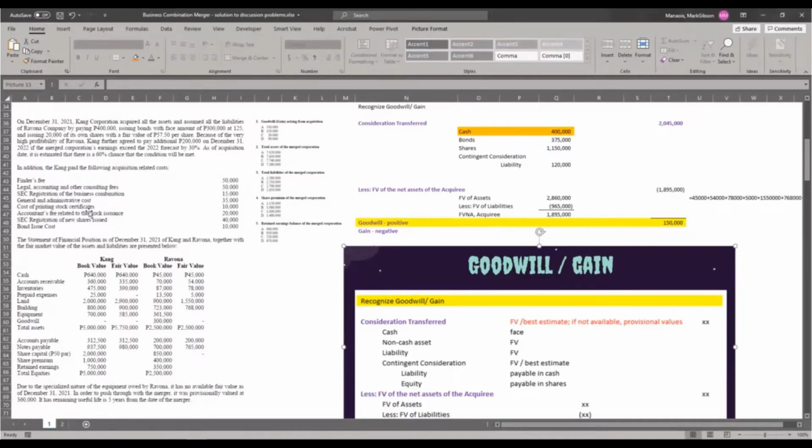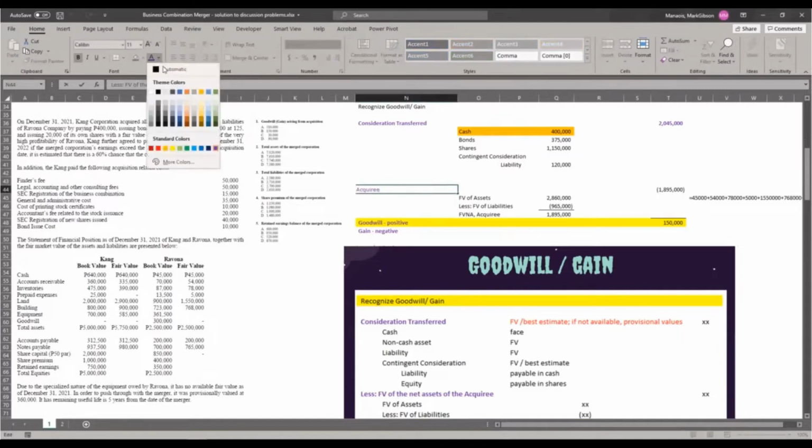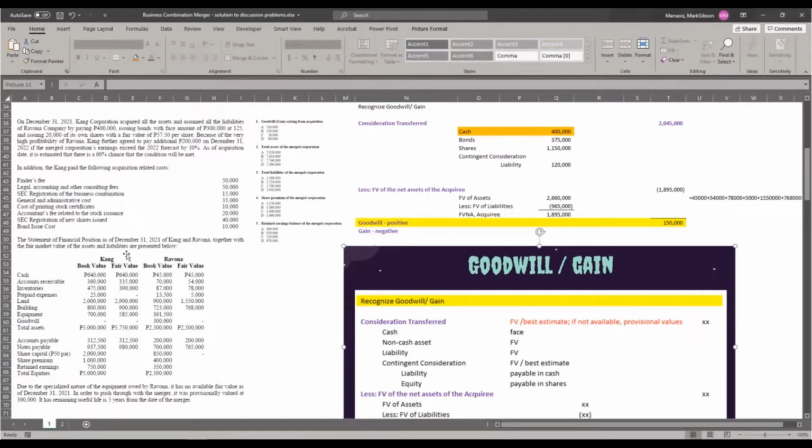So this cost of printing stocks, accountant's fee, and SEC registration, these three are related to the stock issue cost. So later on, we'll deal more of that. Now, given are the statement of financial position ni Kang and Ravona. Also provided are the fair values. So, ang kailangan lang natin dito is tandaan, fair value of the net assets of the acquiree. So while the acquirer's fair value is also provided, hindi ko kailangan yan. Kasi nga, Ravona is the acquiree.